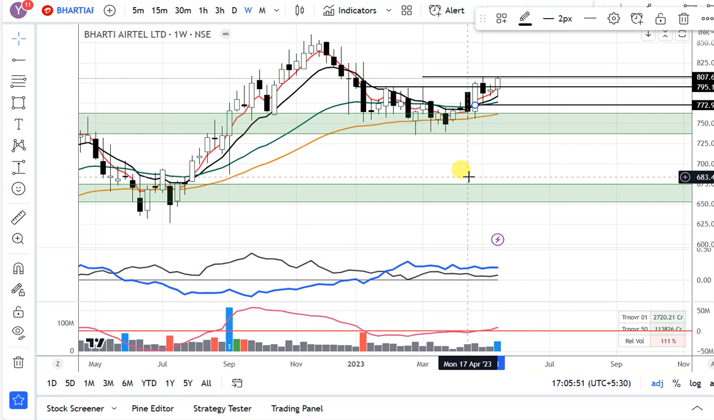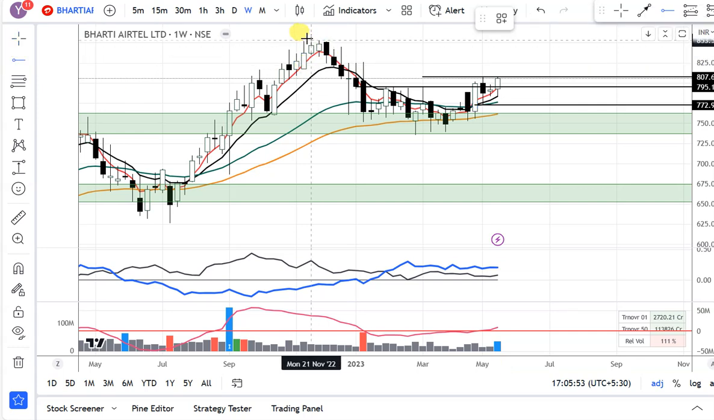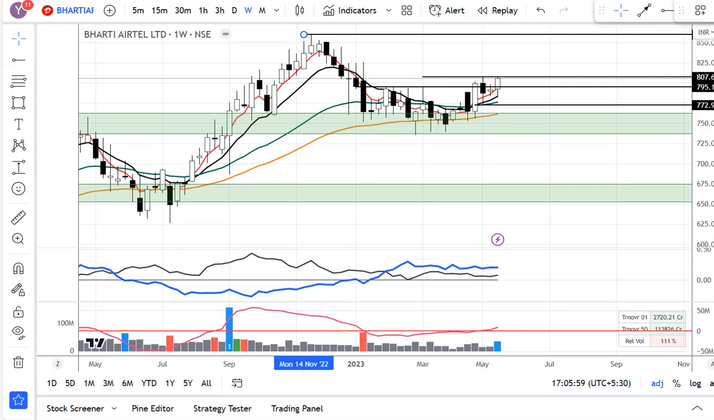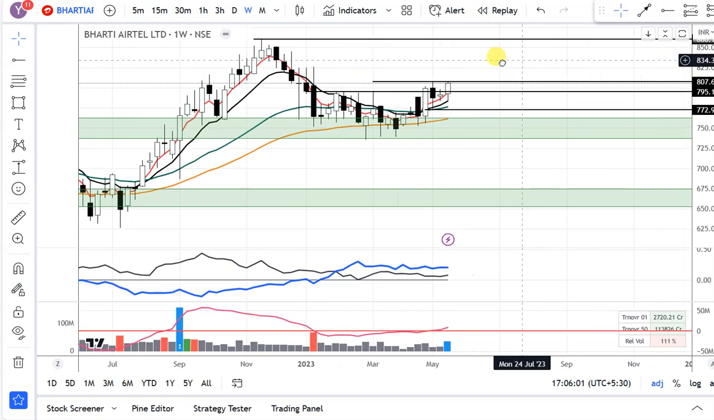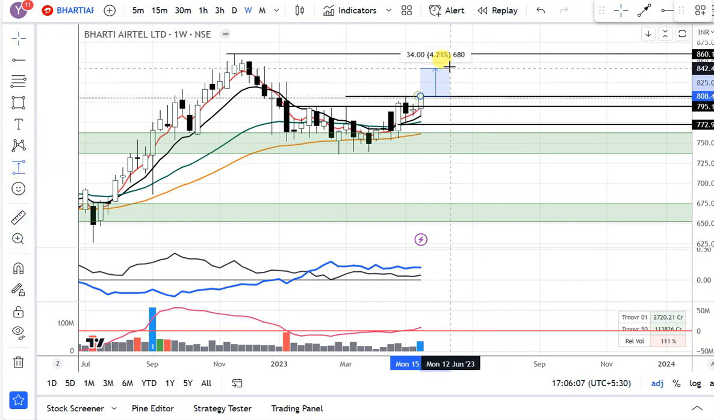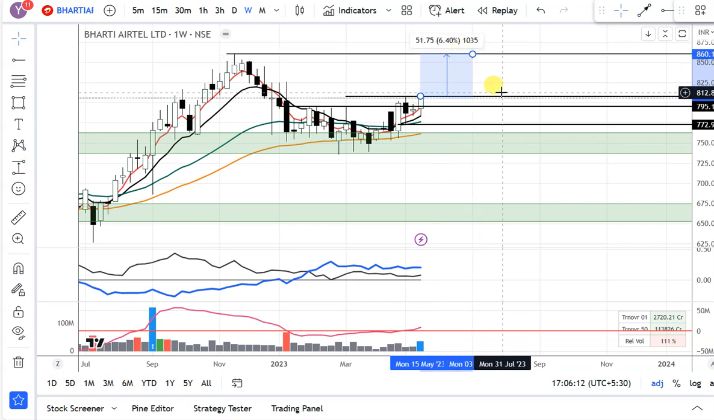It can reach in a very short span of time approximately around, what is this rate? Yeah, 860 rupees. Okay, so there is a good possibility of giving us a rally of another 6%. And if it breaches above 860 with a very strong candle on the monthly time frame, then the stock will go towards 1,000 rupees.